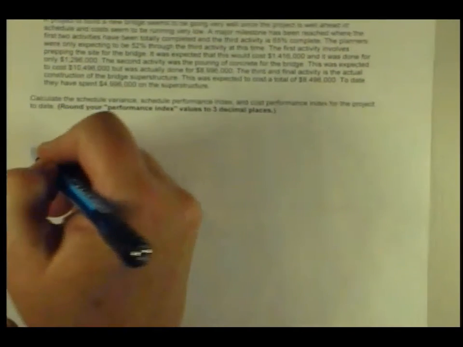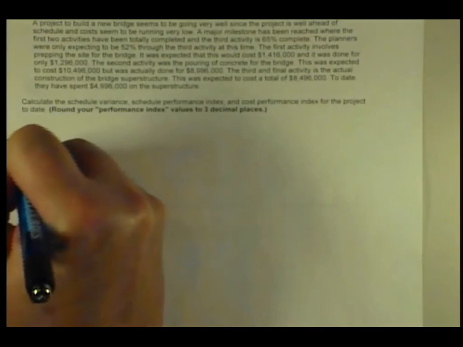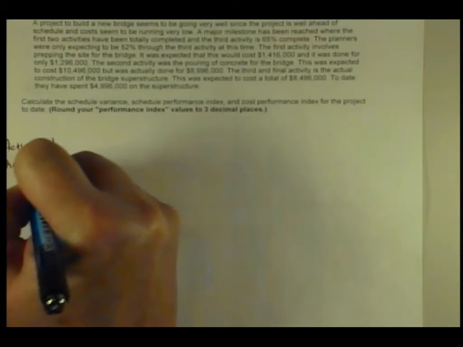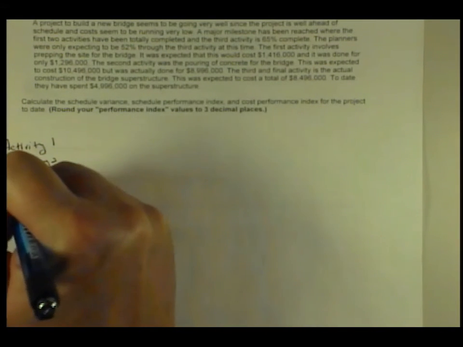The third and final activity is the actual construction of the bridge superstructure. It was expected to cost $8,496,000. To date, they have spent $4,996,000 on the superstructure. So the first thing I need to do is organize my information. And so I've got 3 activities. So I'm going to go activity 1, activity 2, activity 3.